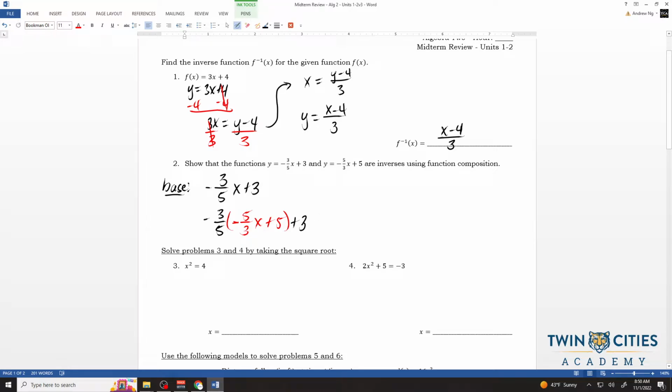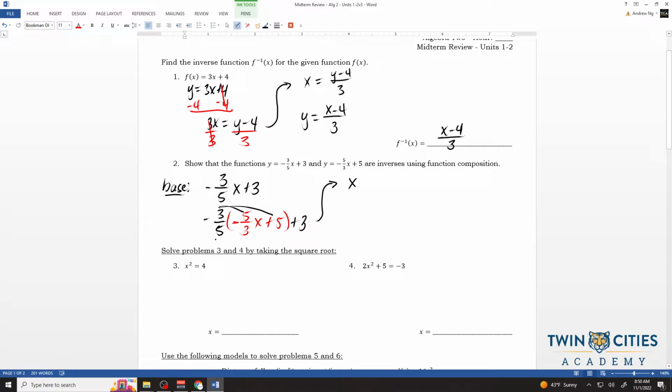Okay, this will distribute. When I distribute negative 3 over 5, and I multiply it to negative 5 over 3, well, a negative times a negative is going to be a positive, and then I've got a 3 on top, 3 on bottom, as well as a 5 on top, 5 on bottom. All of this is going to divide out, and I'm just going to be left with x here.